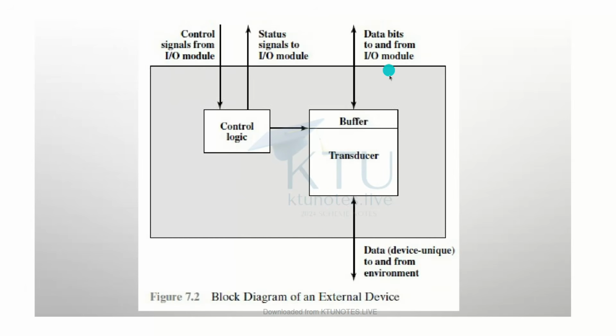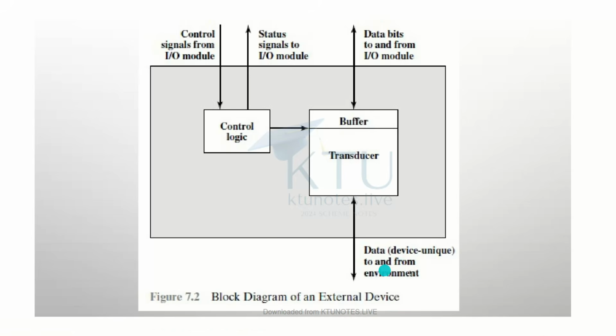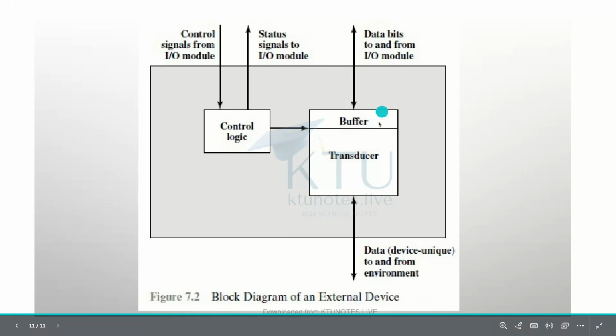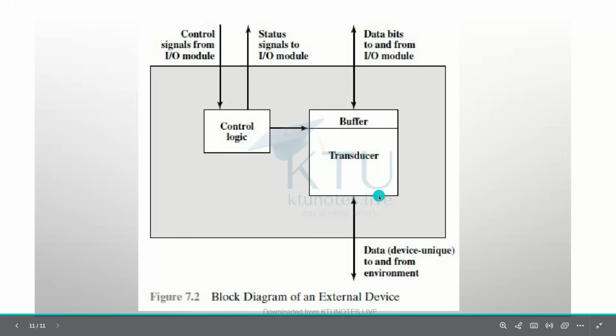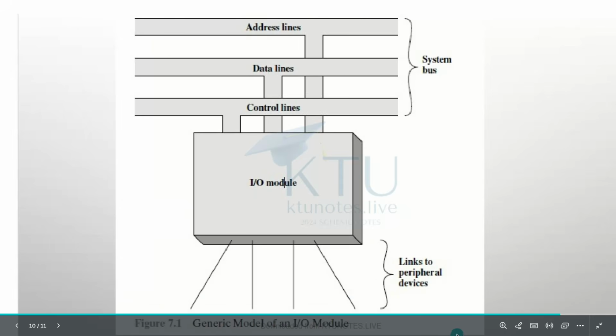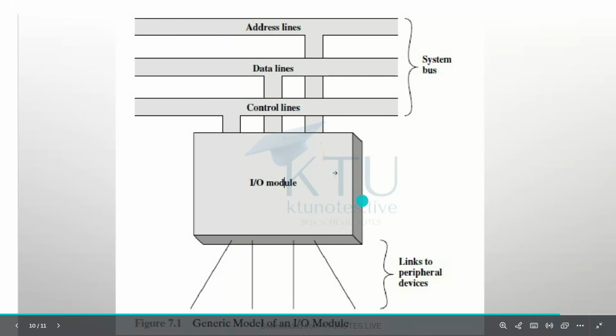Fine. So this is about this diagram. Data bits go to and from the IO module. This is the original data to and from the environment. The buffer is between the IO module and the transducer. The transducer is connected with the environment itself. Then we have the control logic. This is a block diagram of our external device. Then the IO module: this is my IO module. Now, we said this IO module can link to different peripheral devices.